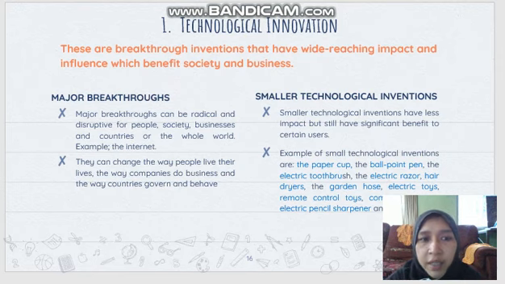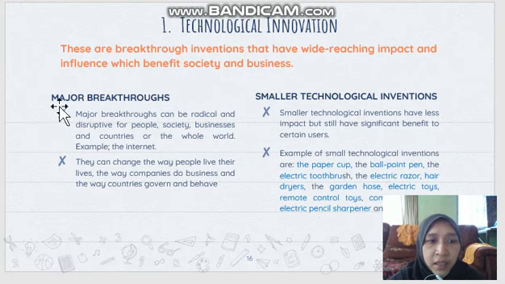The first innovation type is technological innovation, which comprises breakthrough inventions that have wide-reaching impact and influence, benefiting society and business. This innovation involves modifying the technological aspect of the product or service. A major breakthrough can be radical and disruptive for people, society, business, and the whole world. Example: the internet. It changes the way people live their lives, the way companies do business, and the way countries govern and behave.